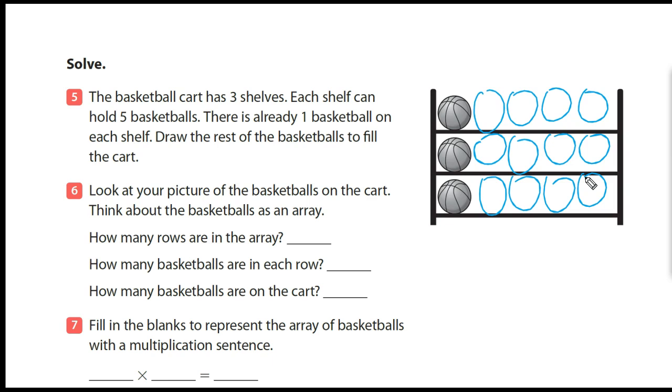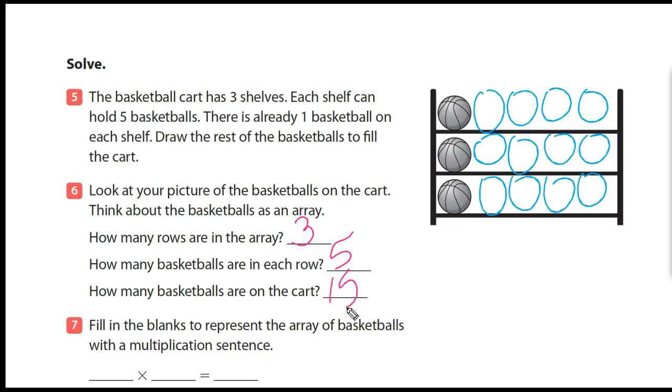Think about the basketballs as an array. Okay. So how many rows do I have? 3. How many in each row? 5. Again, how many in each row? So 3 rows and then 5 in each row. So how many basketballs do I have altogether? 15.